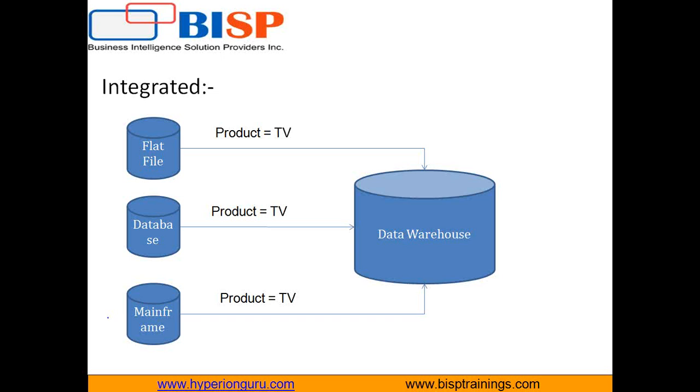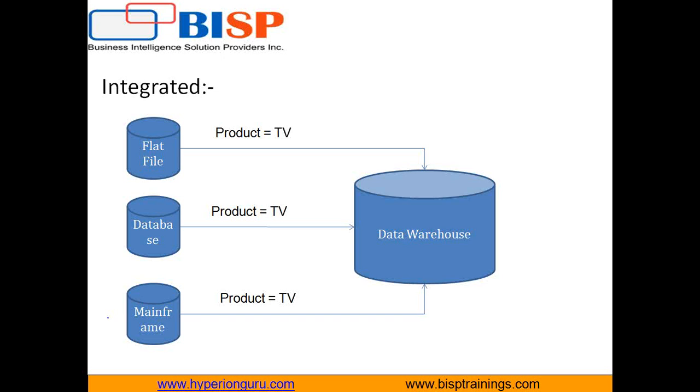Now, if I take a specific attribute, suppose product ID to be very specific. The product ID may be stored as a string in a flat file, but it may not be stored as a string in the database. Let the product ID be an integer in a specific database, and it has a different data type when it comes to mainframe.